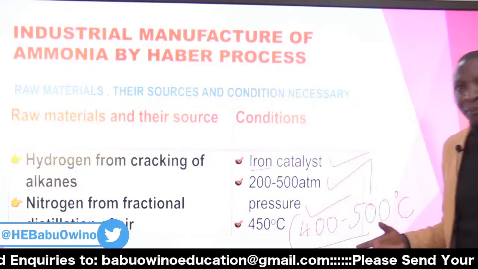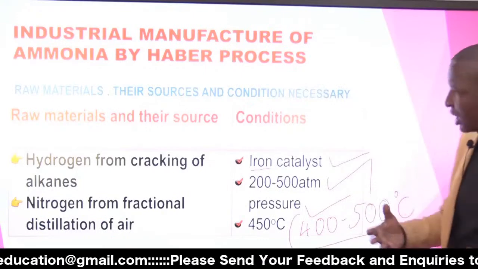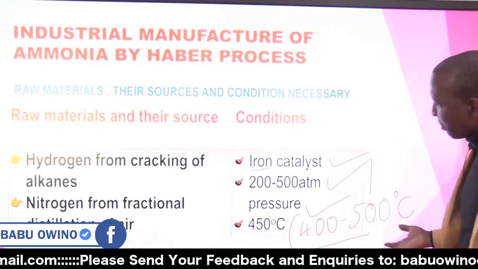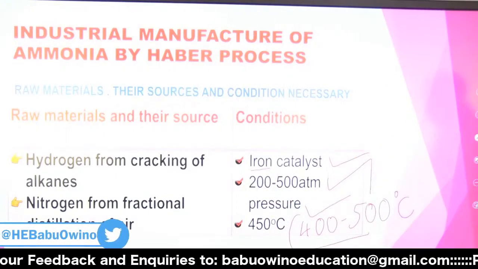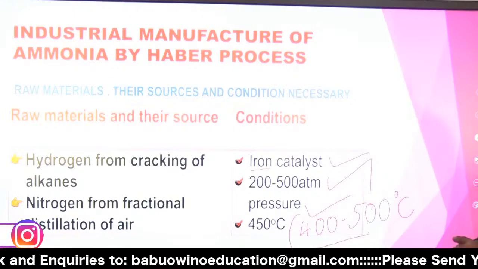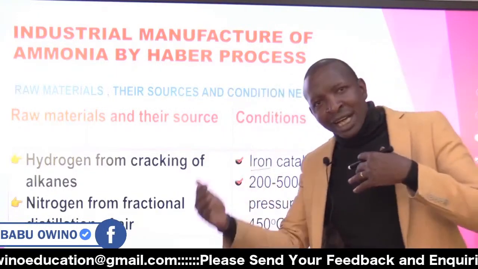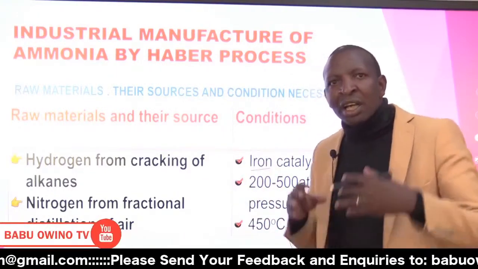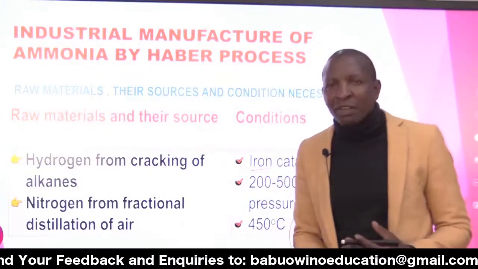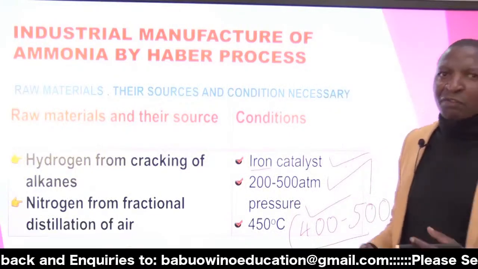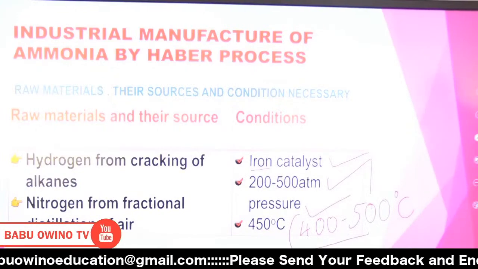So for pressure, again, you need to talk about a specific pressure, like a pressure of 200 atmosphere pressure, a pressure of 400, a pressure of 500 atmosphere pressure. Just be specific, but that is the range of the pressure. So the raw materials we need are nitrogen and hydrogen. The hydrogen is obtained from the cracking of alkanes. The nitrogen is obtained from the fractional distillation of liquid air. Very important for you to be able to capture that.